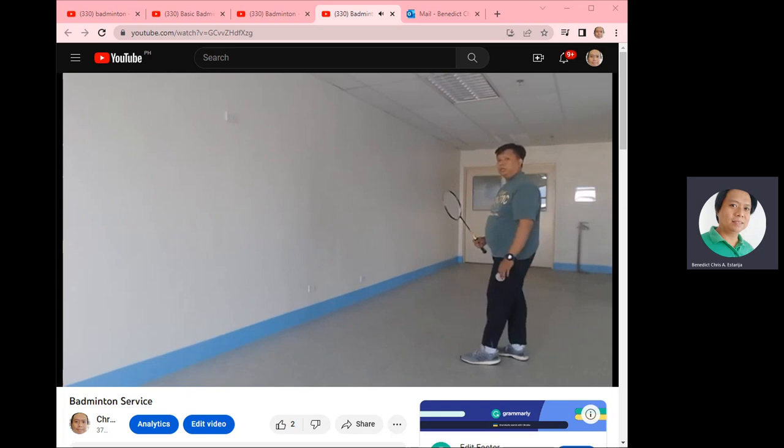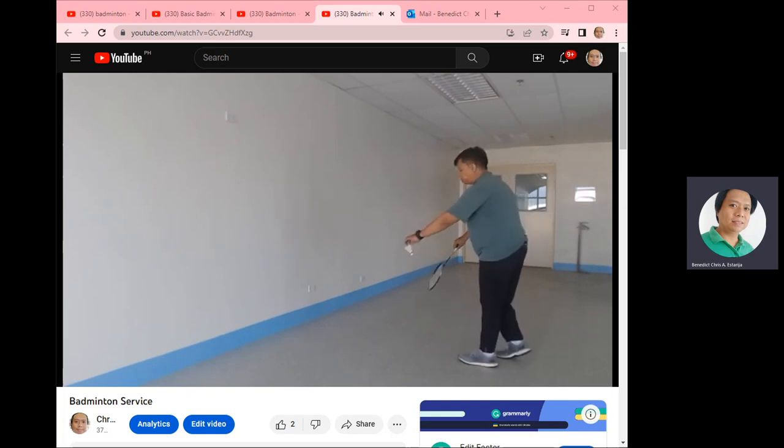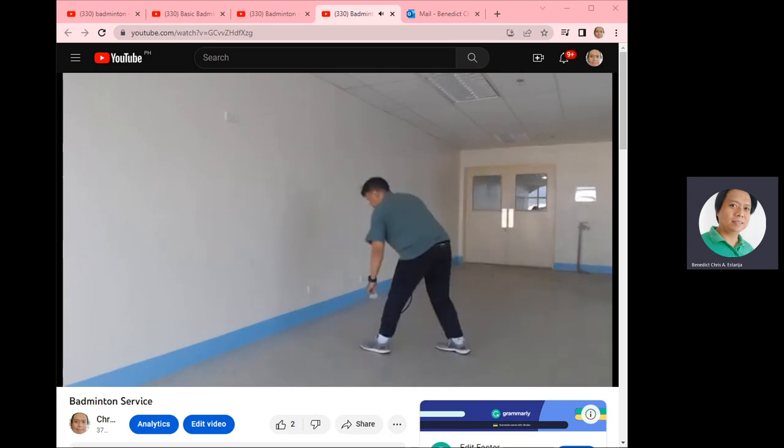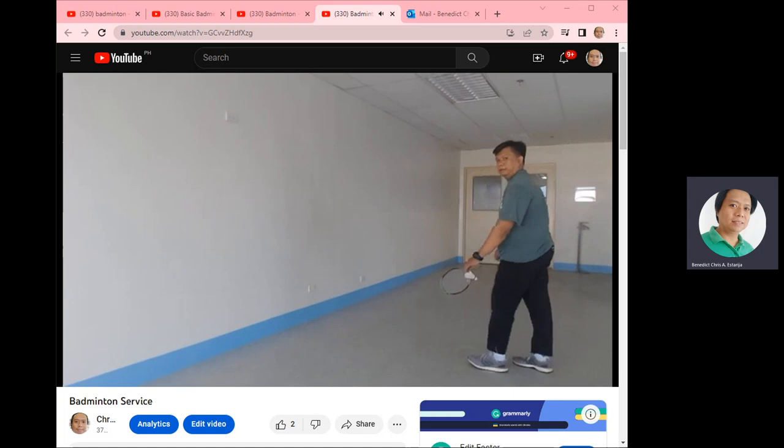We'll start with the short service. So it's a flick. Okay, the shuttlecock is right in front of you. Your badminton racket is right in front of you, and you're doing a backhand service. Okay, so flick, hits. That's one. Back. That's two.